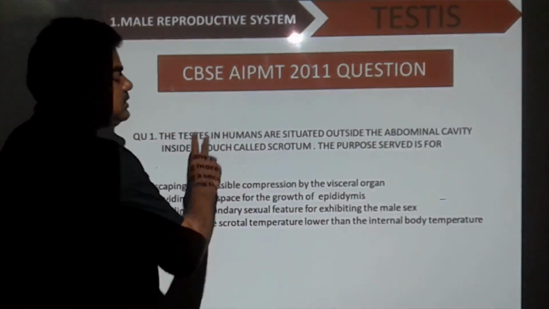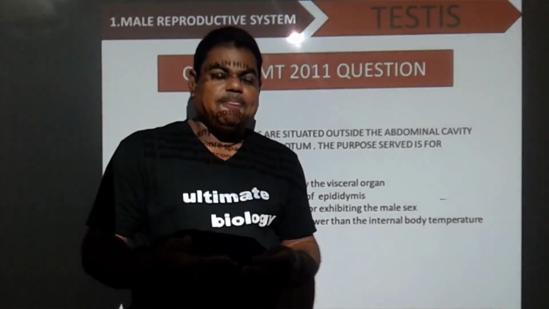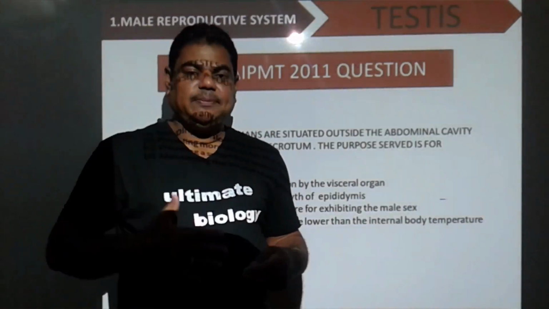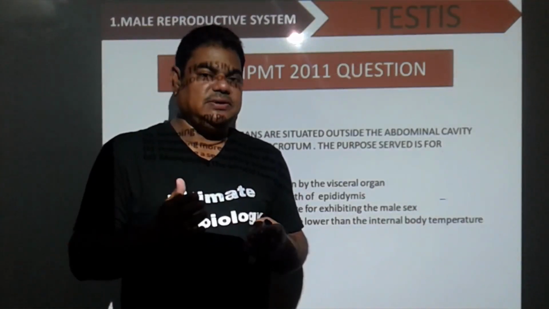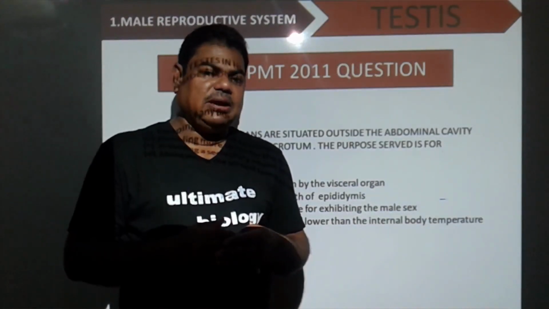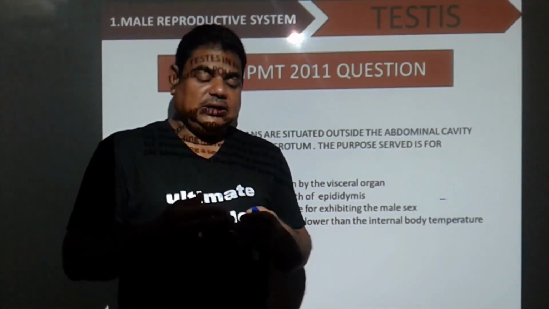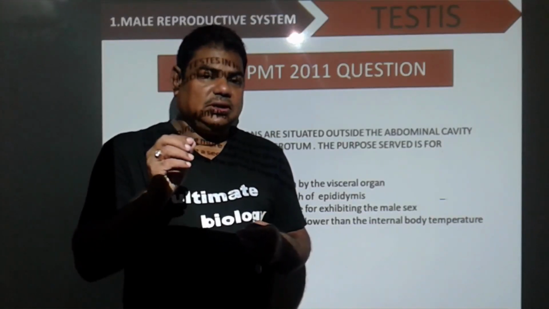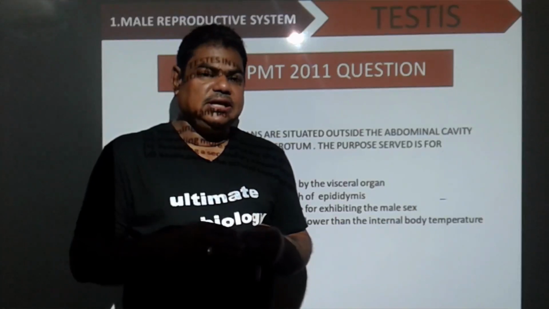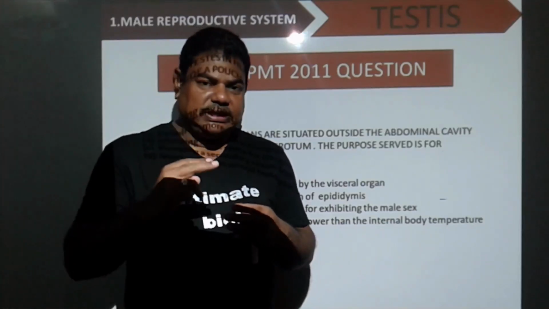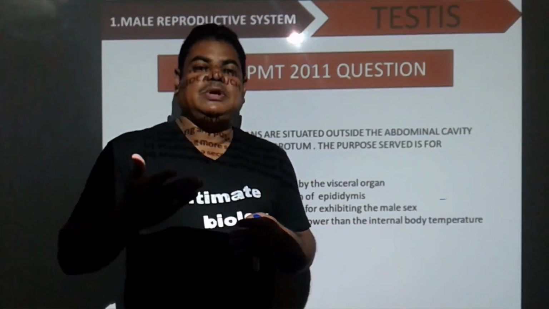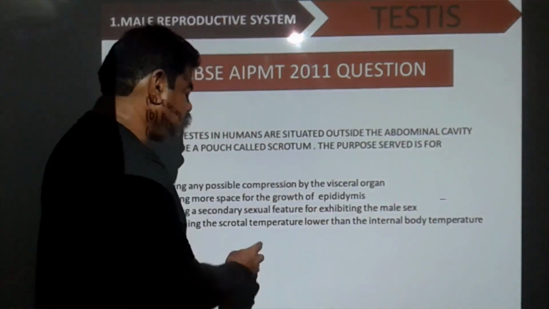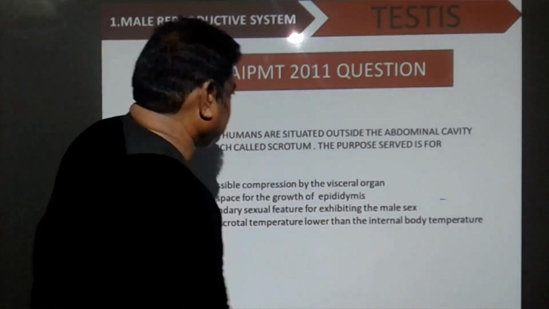The testes are present outside the abdominal cavity. In the abdominal cavity, our normal body temperature is 37 degrees centigrade. Outside the abdominal cavity, the temperature is about 35 degrees centigrade. At this temperature, 2 degrees lower, sperm production is tremendously increased. So this is the correct answer to this question.